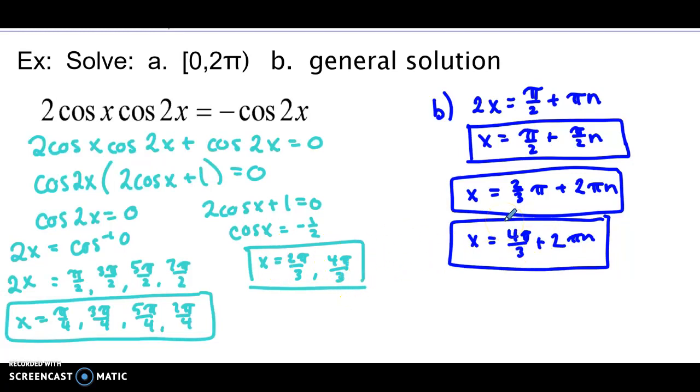To get my general solutions, however, each of these go in increments of pi. So I had to set 2x equals pi halves plus pi n, but then dividing each by 2, I get pi halves plus pi halves n. And then for these two, I just want their coterminal angles, so plus 2 pi n for each.